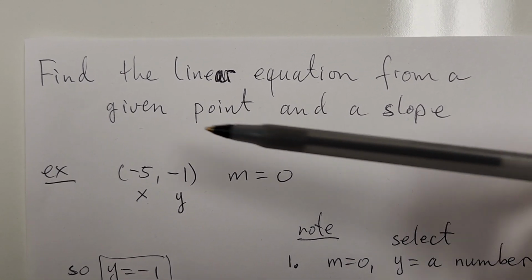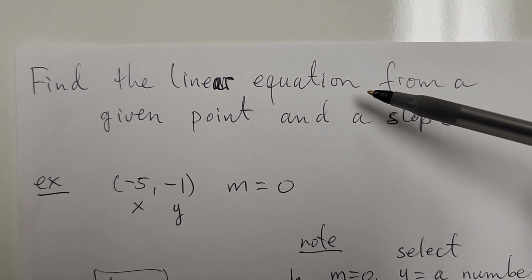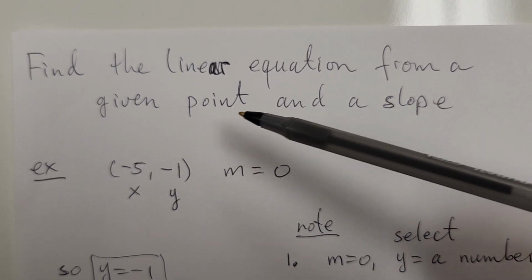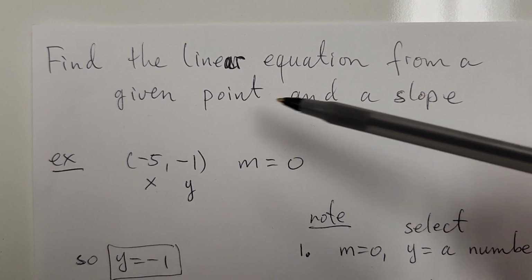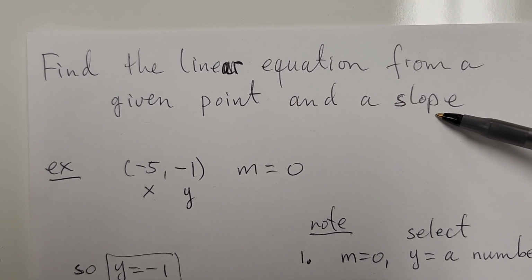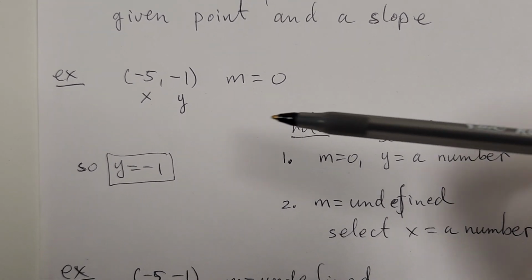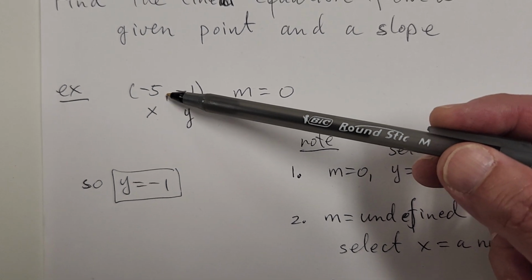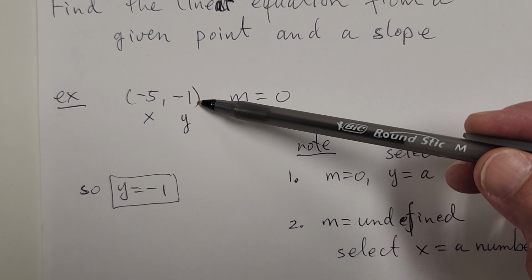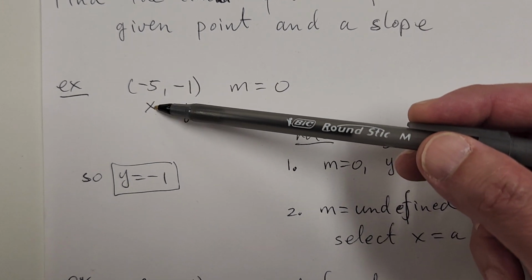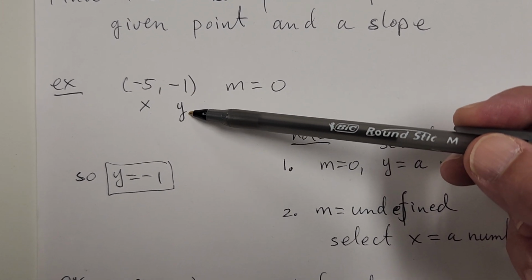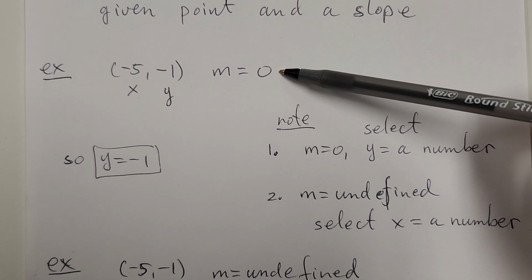This lesson is find the linear equation from a given point and a slope. So you will be given a point and a slope. Find the line. So here I have an example. (-5, -1) is my point, and my slope is 0. -5 is x, -1 is y, and my slope is 0.